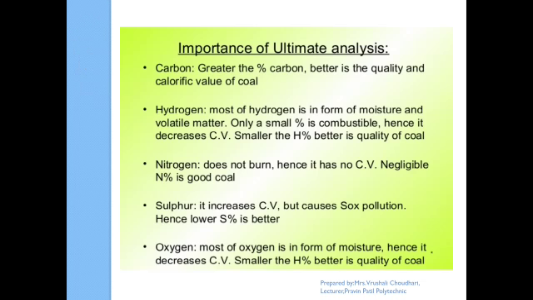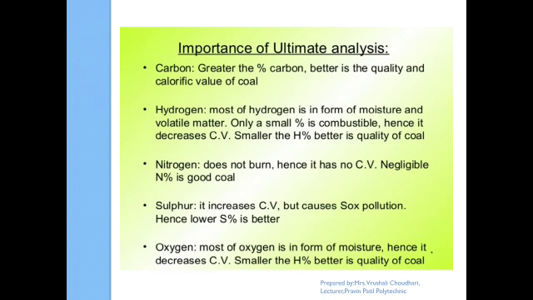Carbon percentage: the greater the percentage of carbon, the greater the quality of coal, having a higher calorific value. Hydrogen: most of the hydrogen is in the form of moisture and volatile matter. Only a small percentage is combustible, hence it decreases the calorific value. Therefore, the smaller the percentage of hydrogen, the better the quality of coal. Nitrogen does not burn, hence it does not have a calorific value, so a negligible or small percentage of nitrogen is needed.